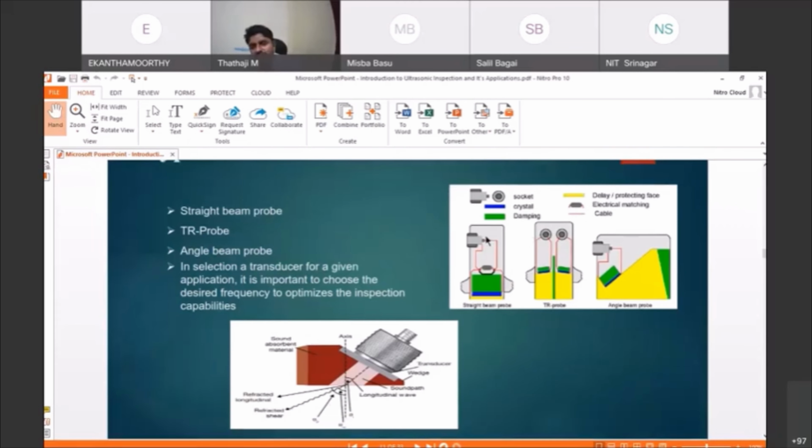And why are we discussing these different kinds of probes? Selection of probes and frequency is very important for practical applications and our daily inspections. Inspection capability depends on the different frequencies and different probes. So based on that, we have to select which probe is suitable for which application.